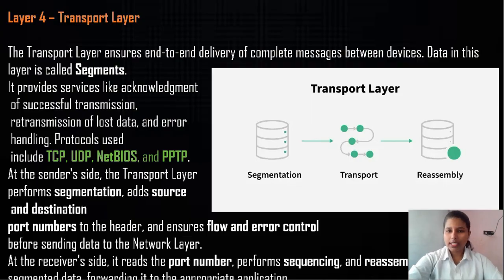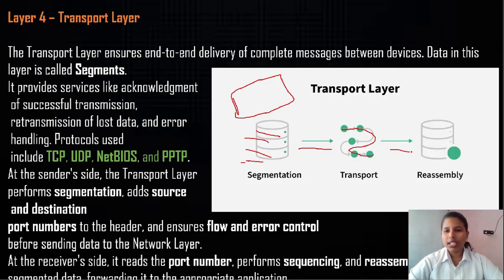In the picture we can see that we put the data into segmentation form. Our data looks like this, like a letter, and we divide it at each layer and transmit it. When it reaches the destination, it will be reassembled into the original data form. So this is what happens.